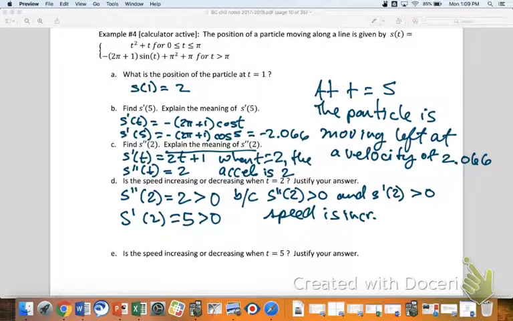Still doing okay? All right. So then E, is the speed increasing or decreasing at t equals 5? We already know S prime of 5, don't we? Yeah, right there. So S prime of 5 is equal to negative 2.066, which is negative.